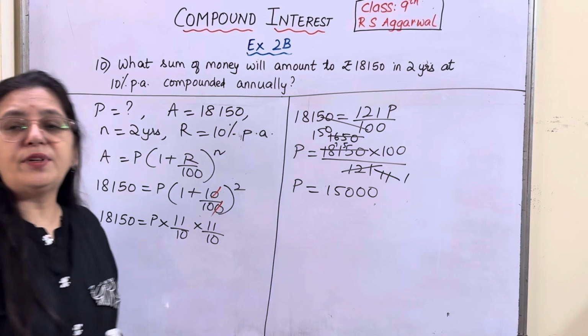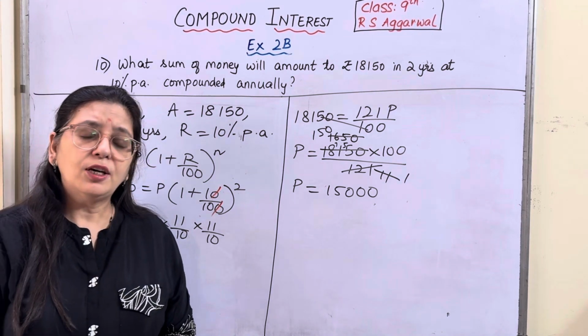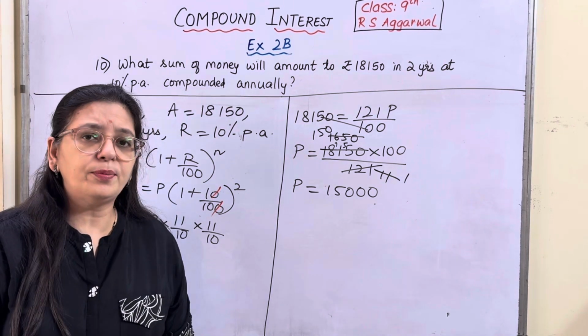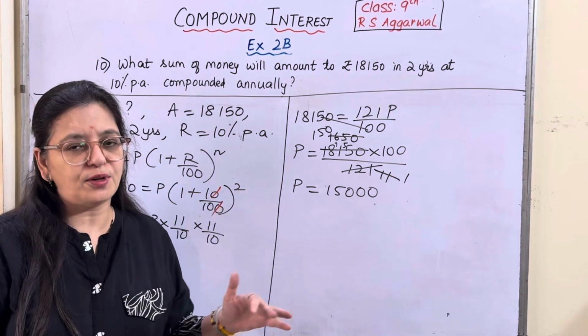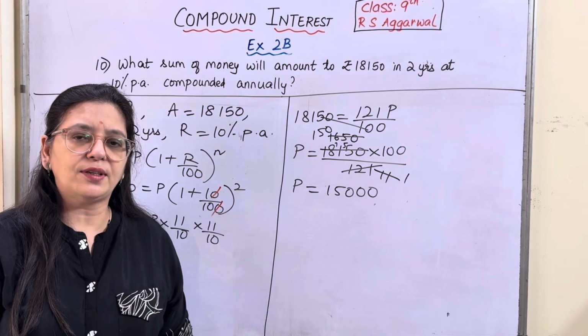principal is 15,000 rupees. Yes children, I end this video here. This would be for exercise 2B. This would be the first part. I'll continue rest of the sums in my next part.